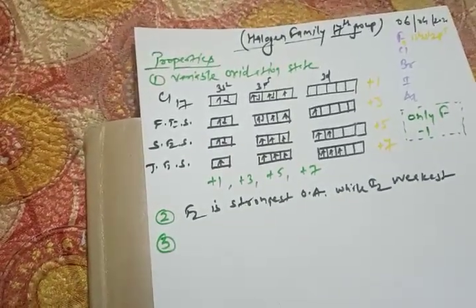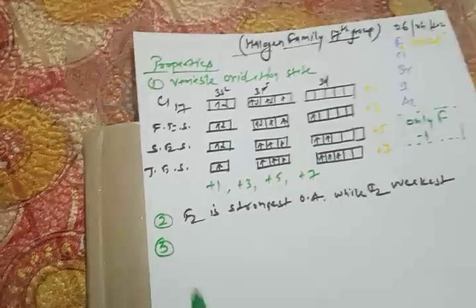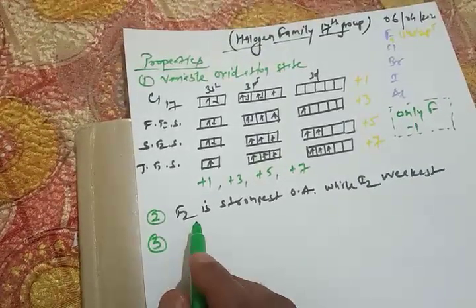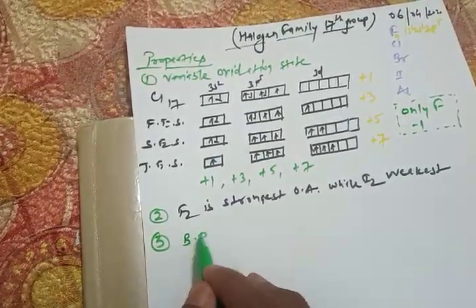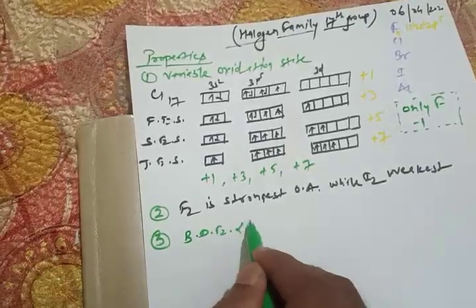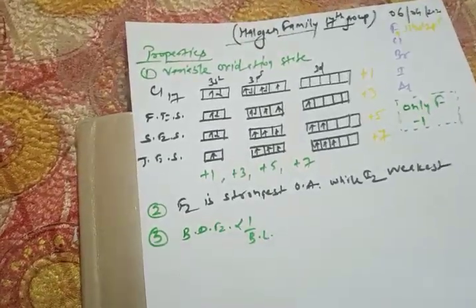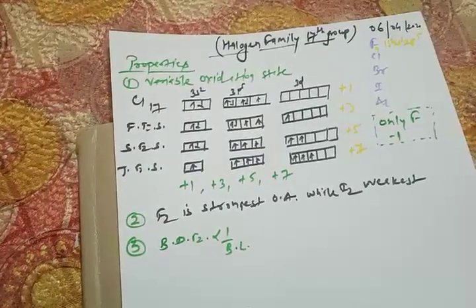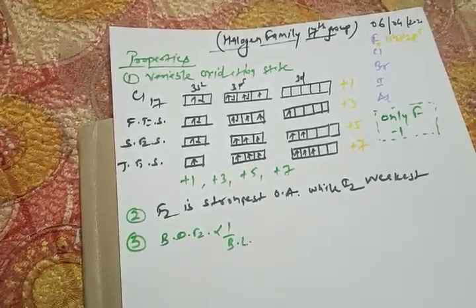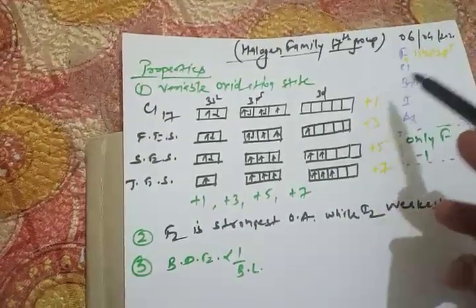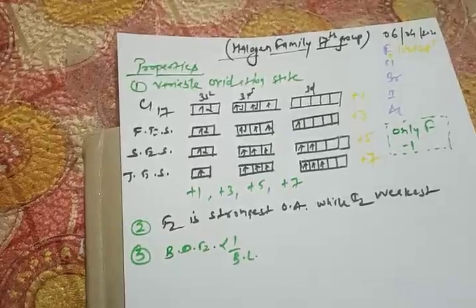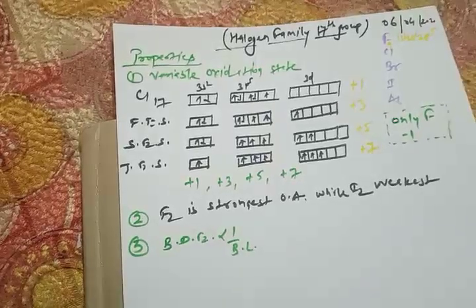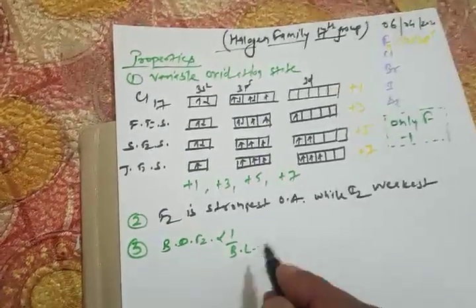This property is based on the bond length. We all know the relationship between bond length and bond dissociation energy. Bond dissociation energy is inversely proportional to bond length. The higher the bond length, the weaker the bond dissociation energy. And this is the reason, as we move down the group from fluorine to astatine, what will happen? The size will increase, so the bond length will increase.